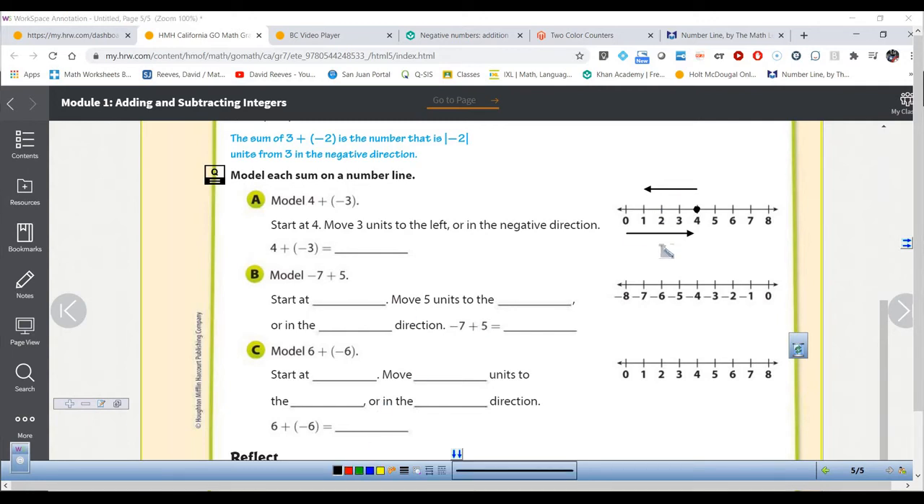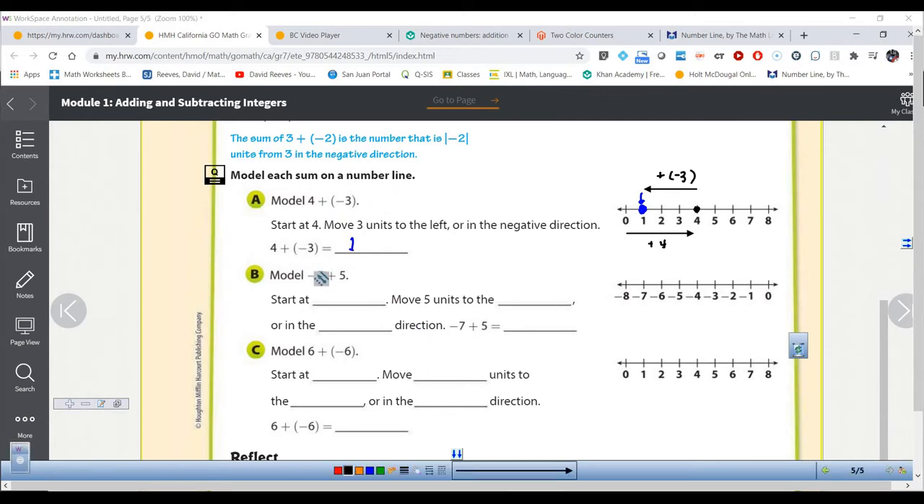So we have a +4, and then we have a -3. And where did we end up? We ended up right here at +1, right? There's our answer. Okay, so +4 plus -3 is +1. That's how you do it on the number line.